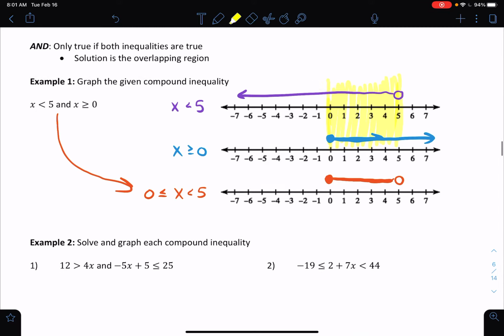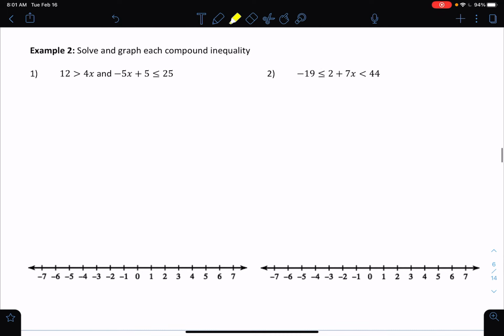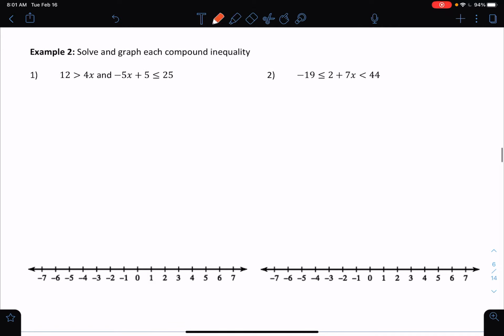Okay, so let's work through these. In example 1, we're given that 12 is greater than 4x and negative 5x plus 5 is less than or equal to 25. So we need to solve each of these. We've got to get the x by itself. In this first one, 12 is greater than 4x. Divide both sides by 4. I'll get 3 is greater than x.